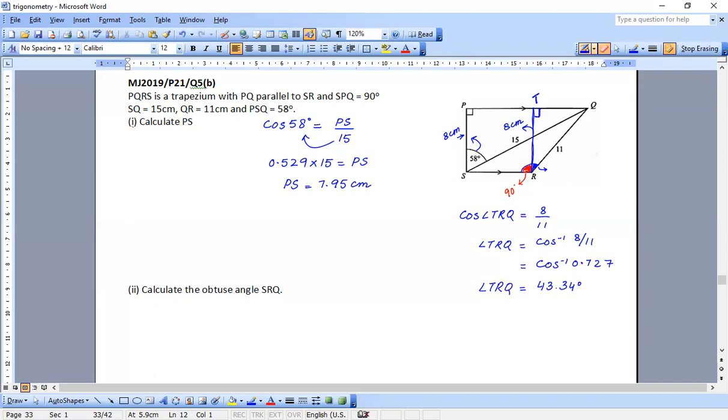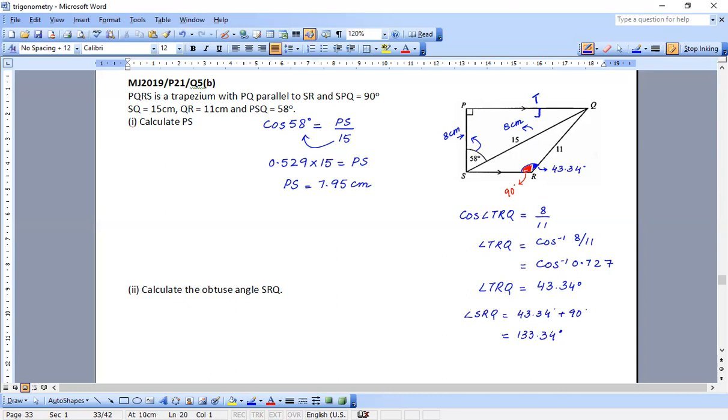Now that I have this angle, 43.34, I can add it with 90 and then I can have this entire angle SRQ which I needed to find out. So for angle SRQ, I am adding 43.34 with 90 and the answer is going to be 133.34 degrees. Do remember that I have used this approach for a ninth grader to solve this angle.